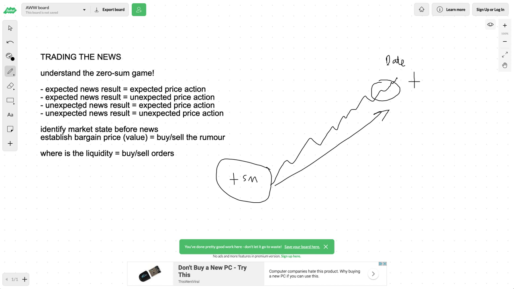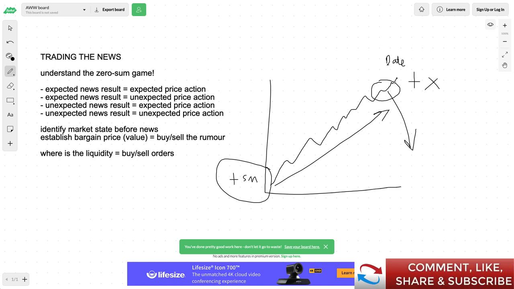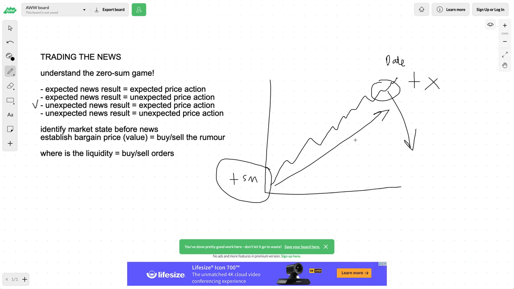What you want to do is look for the edge when the unexpected happens. So prices trend higher and then all of a sudden there is no rate hike. What do you think the market's going to do? The market thought there was a rate hike and priced in what it thought the price would be. If there's no rate hike, what should happen? Because we deal with probabilities in the markets, there are no certainties. But the probability of the market being wrong-footed is where the edge is. That's what we want to trade, the unexpected news result, and the expected price action is for prices to go lower.